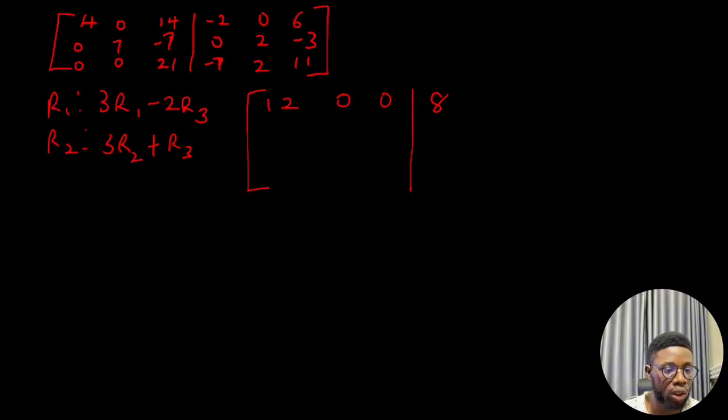Now, for the one I was doing earlier, we have 3 times 0, that's 0. Negative 2 times 2, that's negative 4. That implies that negative 4 is going to be here. So we have negative 4 in this place. And finally, we have 3 times 6, which is 18. Then minus 2 times 11, which is 22. So we have 18 minus 22. That will also be negative 4 in this place as well. So we have that. Then to the second row, we have 3 multiplied by row 2 plus row 3.